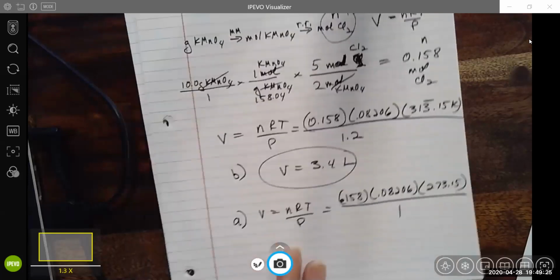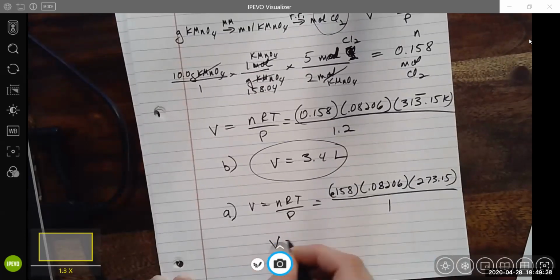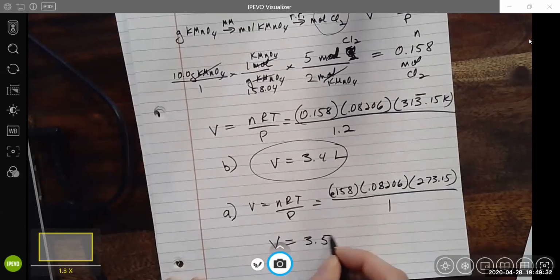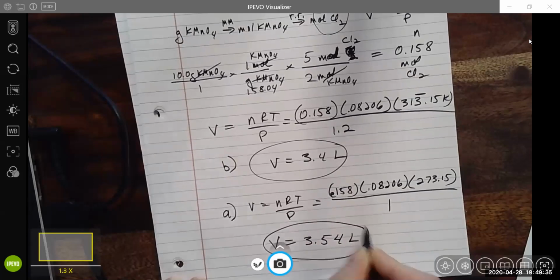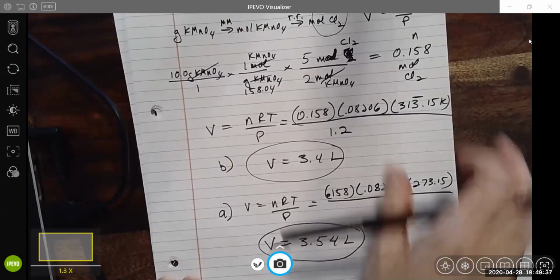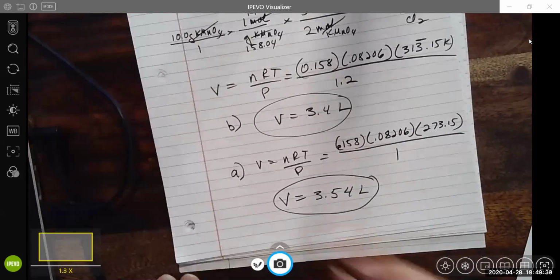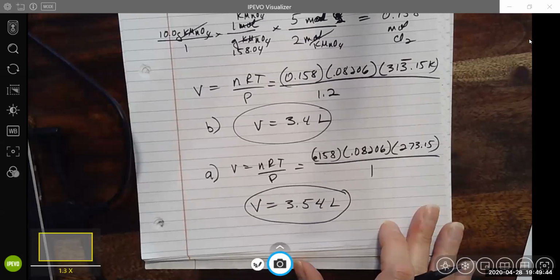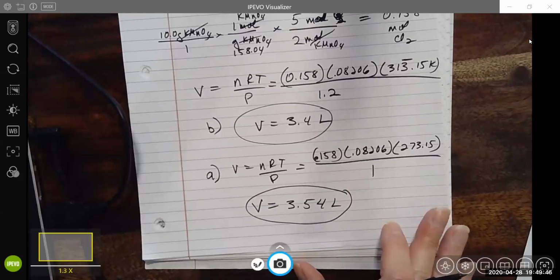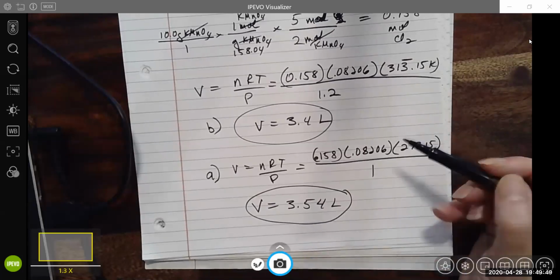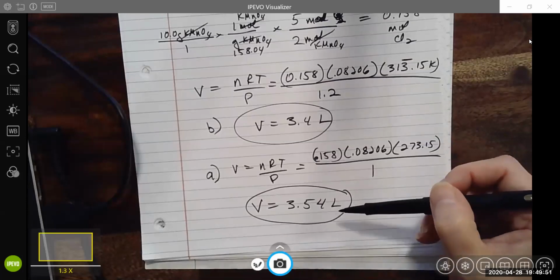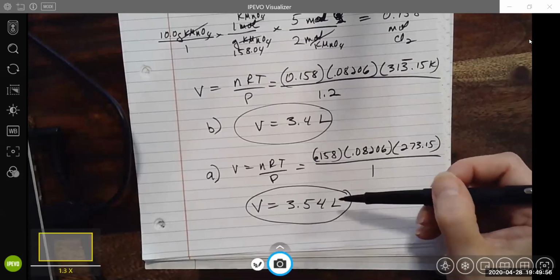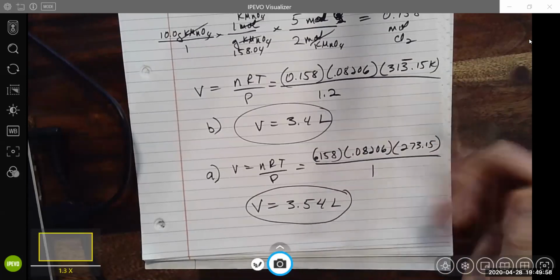Now, if I do the calculation, the volume you're going to get here is a little bit different, 3.54 liters. Now, you might ask about sig figs, but first, let's think about what happened. Over here, we have different conditions, and so we've generated a different amount of liters. So having it at standard temperature and pressure has affected the liters. Let's think about how it did that.